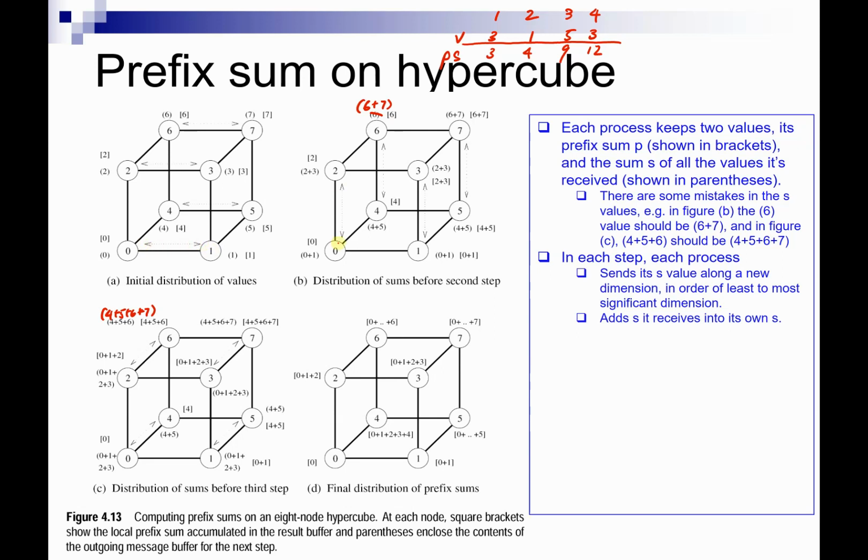Okay, and then the second most significant digit would be where all of the processes that communicate have IDs that differ by 2, right? And then the final dimension, their IDs are going to differ by 4. Okay, so we're going to go through the dimensions in this order. And for each dimension that we process, the processes in that dimension are going to exchange their values.